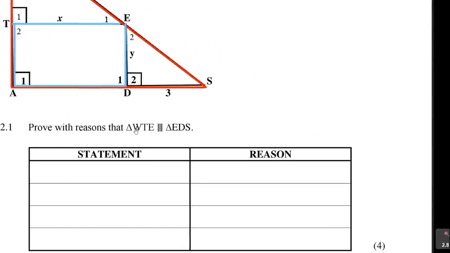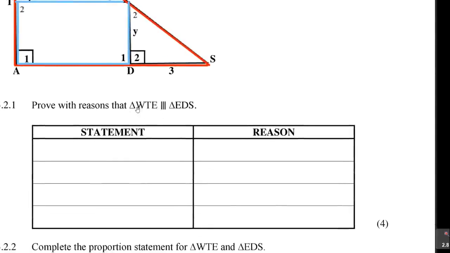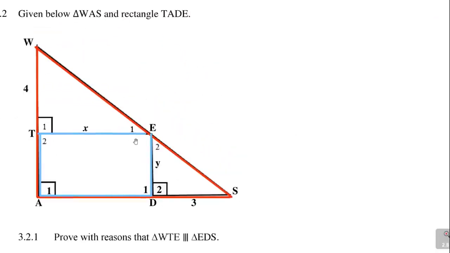Prove with reasons that triangle WTE, this one, let me make it a bit bigger. This triangle, let's make it inside W. I just want to make it a bit inside W. I don't want to close this red. W T E, I just want to maintain that red color. Prove that WTE is what?